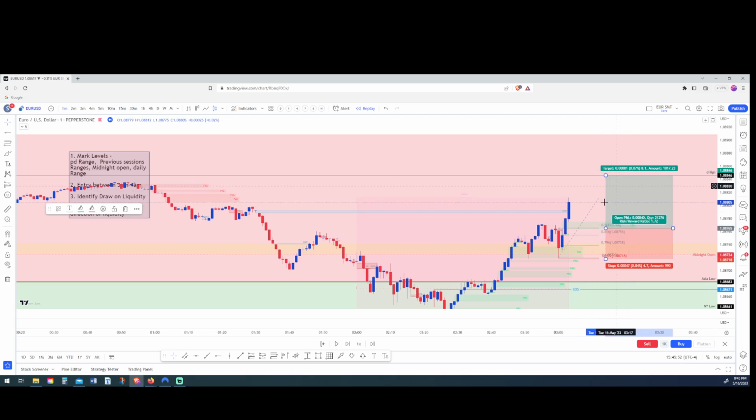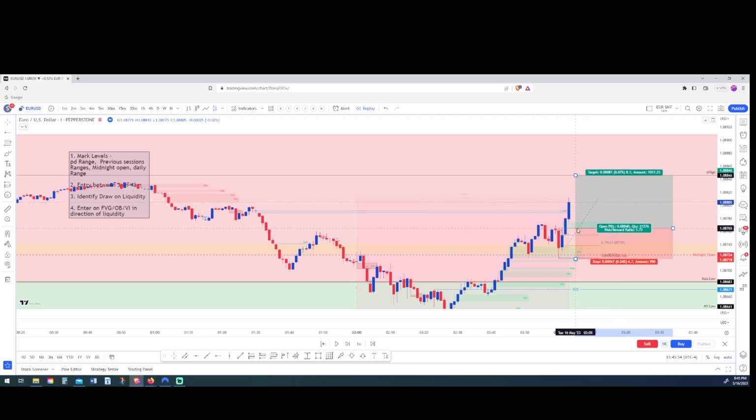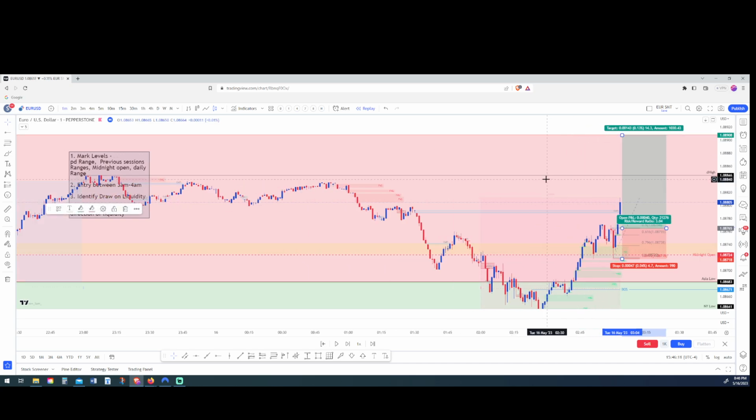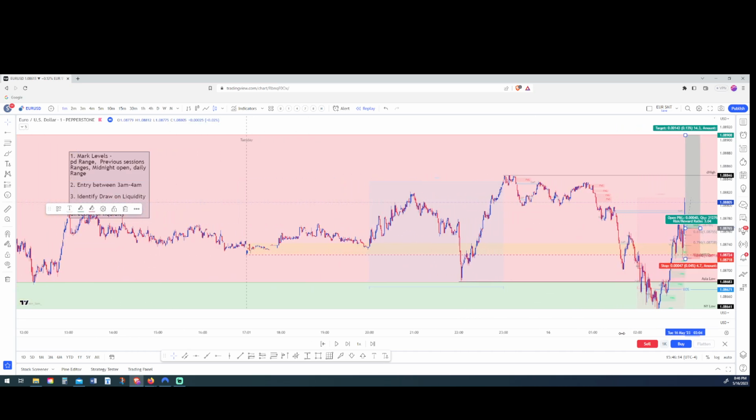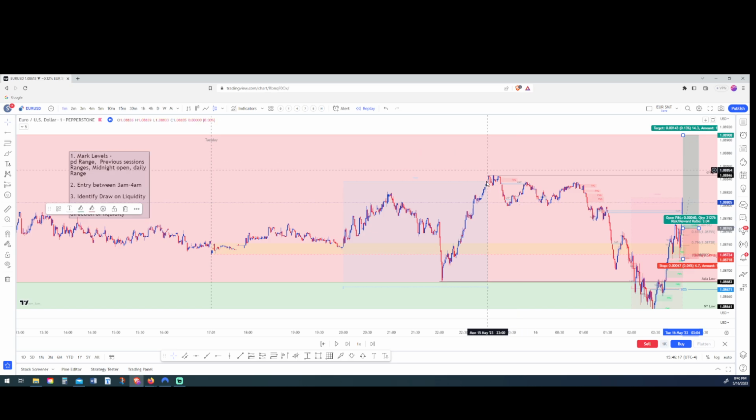This is Euro USD. Targets are not actually quite like what ICT says. Gives me well over a 1-to-1, so I would be happy with taking profit there. As I said, we've got previous day high just above us, hasn't been tapped. One thing I have noticed in my time, if we're consolidating underneath the previous day's high, generally means that they're building some liquidity to take it.